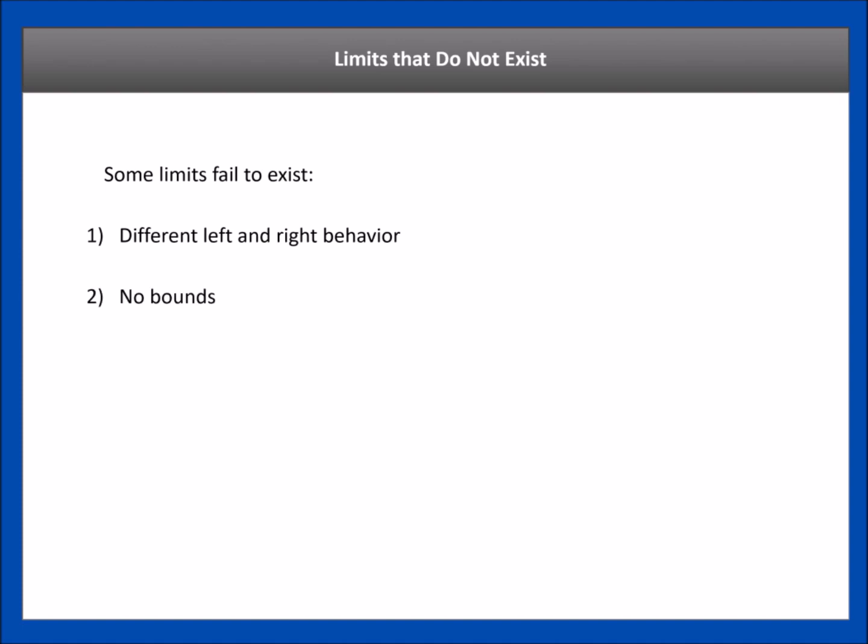And then the second way that it can fail to exist is if there's no bound on the limit. So the limit goes to infinity, right? So that's an example of when it fails to exist. And then another reason that they could fail to exist is by oscillations. So if you see oscillating behavior, it's not approaching a specific value, it's bouncing around to different values, that indicates the limit does not exist.